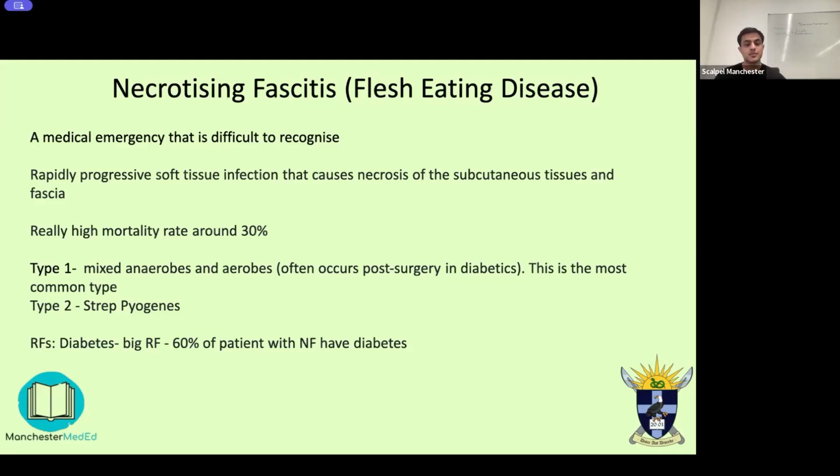Type 1 is the most common, and again that's most common in diabetics post-surgery. Then you've got type 2, which is caused by Strep pyogenes. As for risk factors, I'm only going to mention one because that's the only really important one. It's diabetes. 60% of patients with NF will have diabetes as well. So it's really important.